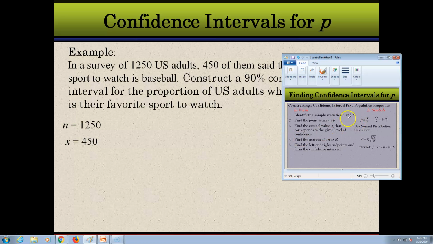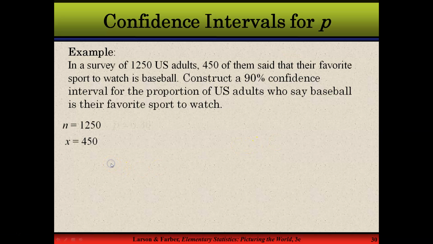All right. Step number two, I'm going to find the point estimate, p hat. What is p hat? That's the percent from the sample, from this survey. I want to find out what percent of these 1,250 adults like baseball. How do we find p hat? I use this formula. p hat is x over n, and that's what I'm going to show you now. How do I get the 0.36? I divided 450 by 1250, and I got this decimal.